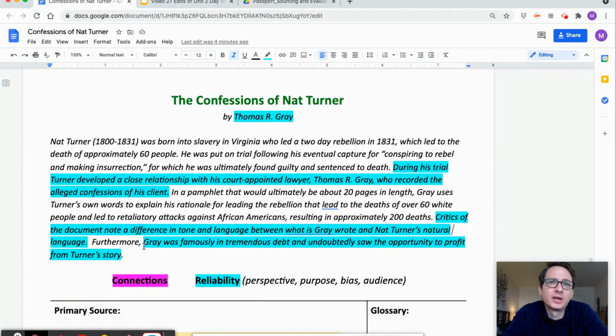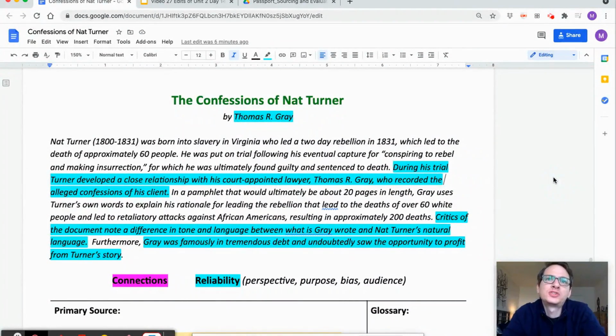Because in this last line, we also learned that Gray was famously in tremendous debt, and a best-selling book with lots of lurid and insightful details from the man who tried leading a rebellion in an attempt to end slavery, that would probably make him a lot of money. But again, we don't know. We can only use the evidence presented to us and our analytical skills.